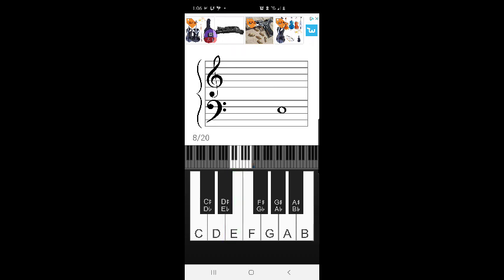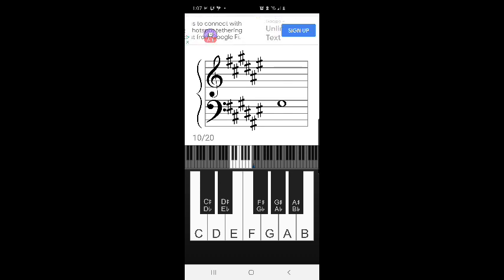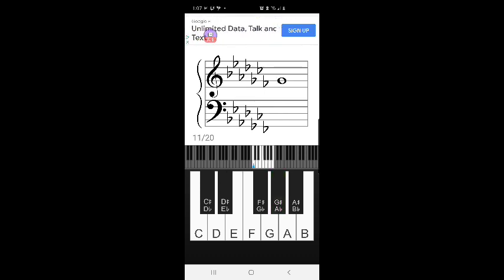There are no sharps or flats, that's an E, so it's E natural. There are two sharps, F, five cats, F and C, that's an A, so it's A natural. There are six sharps, five cats got drowned at East. So that's five cats got. That's a G, that's a G sharp. Close call, I almost got that one wrong.